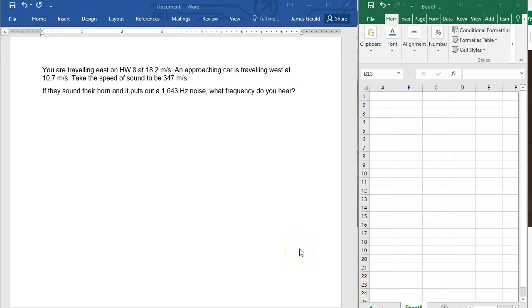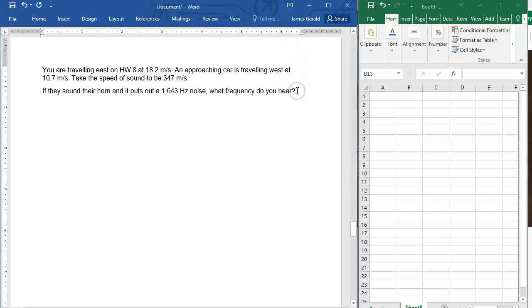In this problem, you're in a car headed one way and there's another car going the opposite direction. So both the source and the observer are moving. And we know the speed of sound, we know the velocity of everything, and the car approaching you sounds their horn at 1643 hertz. What frequency do you hear?